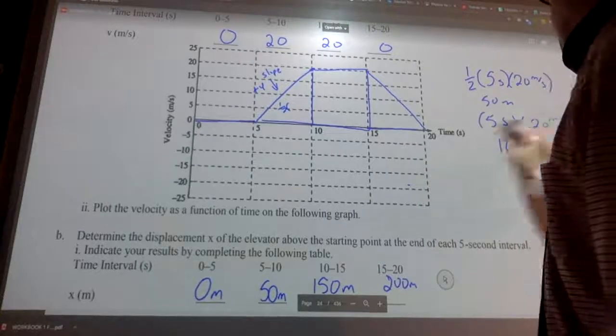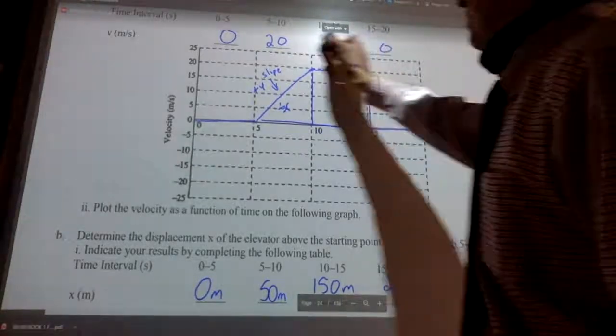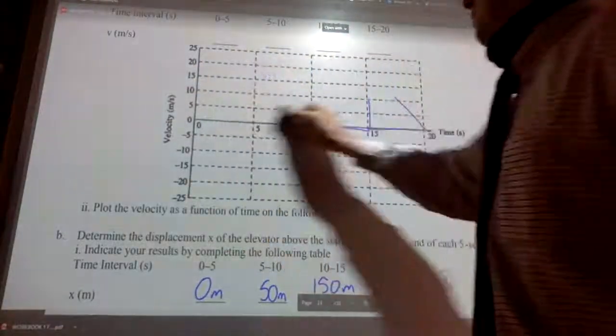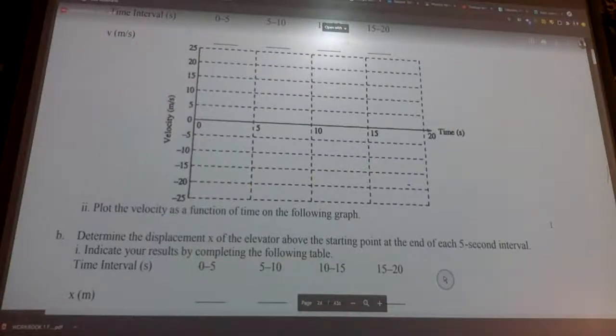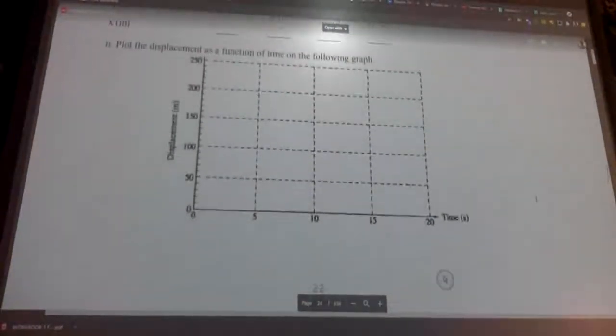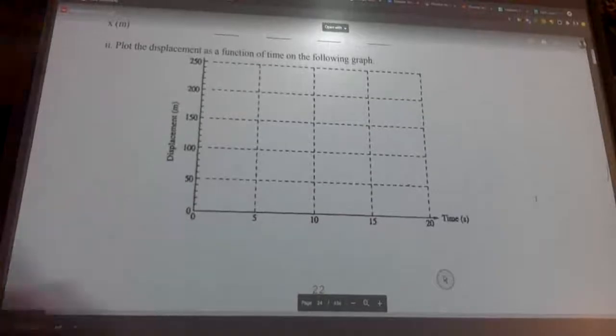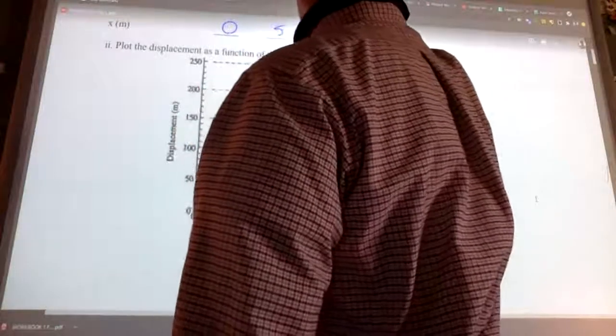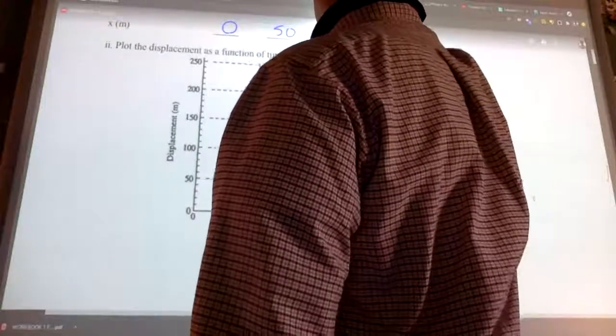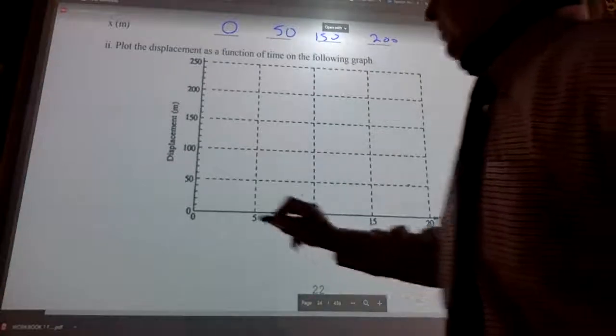I'm going to erase this because this will stay in place as I scroll. And I'm going to write it back in. So I had 0, 50, 150, and 200. So what is this going to look like?